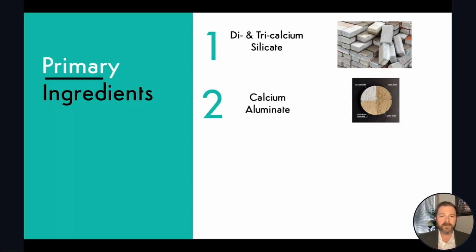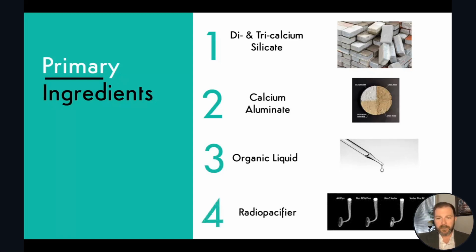So calcium aluminate not only can help increase the compressive strength once it's set, but it also prevents acid washout. We're using an organic liquid. Sometimes we think of PEG or glycerin or something along those lines, but each one's a little different given that particular brand's proprietary blend. And then last but not least, radiopacifiers.